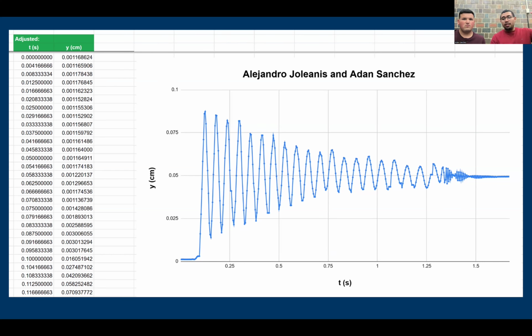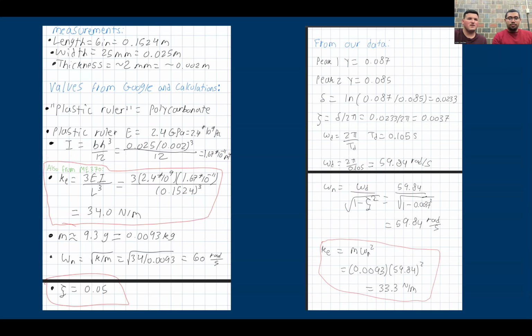Higher peaks at the beginning, smaller peaks closer to the end, where eventually it starts oscillating near zero, which you can see there. From our measurements, we searched on Google and found that a plastic ruler is made of polycarbonate. So from there, we use the values of polycarbonate, like for Young's modulus and other constants. On the left, we can see the theoretical calculations, and on the right, we can see the experimental calculations.